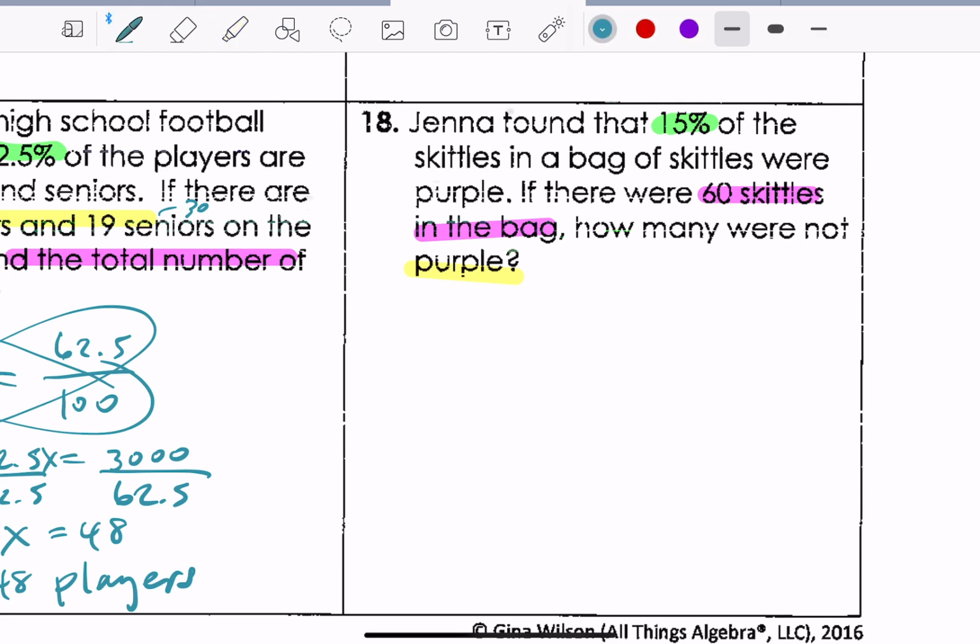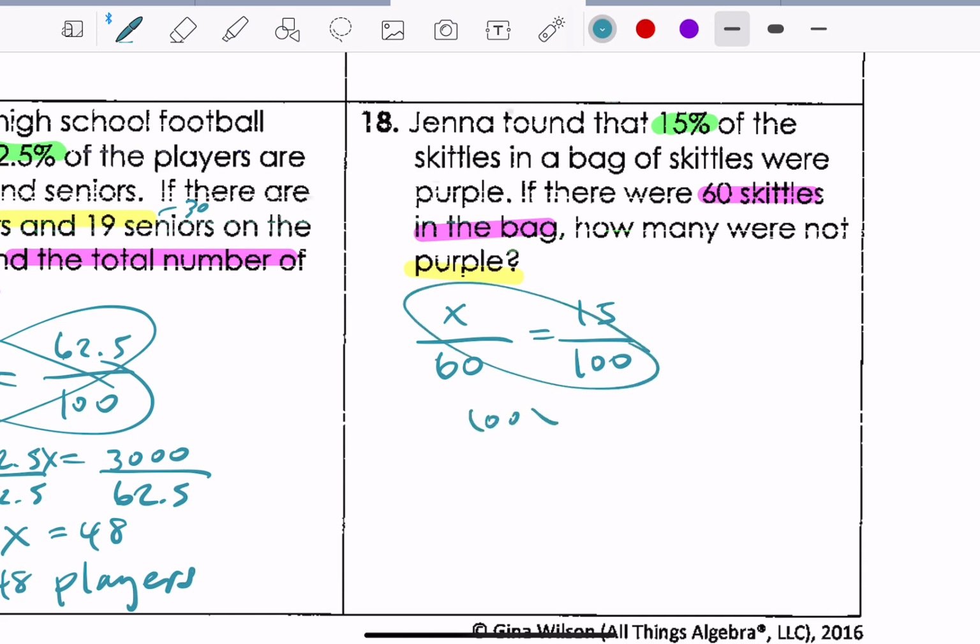So let's set this up. I know that I'm figuring out how many are purple and there's 60 in the bag, and I know that 15% are purple. So that's my equation. That's my part, how many were purple. My whole is 60 Skittles in total in the bag, and 15% are purple. So let's do our cross products. 100x equals 60 times 15. When I simplify that, I get 900 divided by 100, and x equals 9.